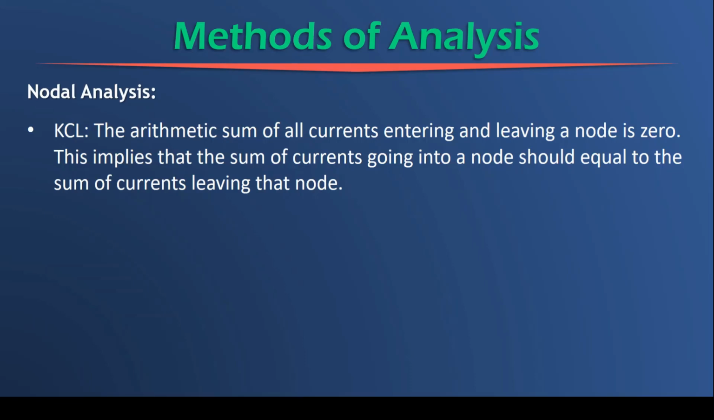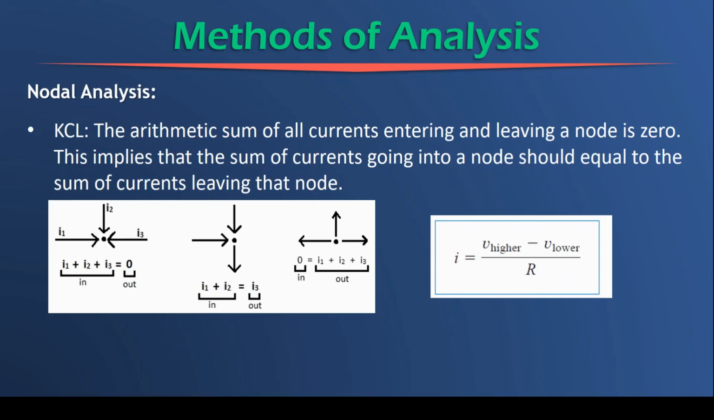So first, nodal analysis. What is nodal analysis? It's also known as KCL, which is Kirchhoff's current laws. So we use Kirchhoff's current laws in a node to determine the nodal currents that are either flowing in or out of a particular node. KCL states that the arithmetic sum of all currents entering and leaving a node is 0. This implies that the sum of all currents going into a node is equal to the sum of all currents leaving that node.